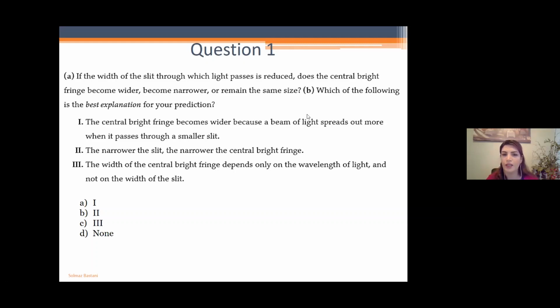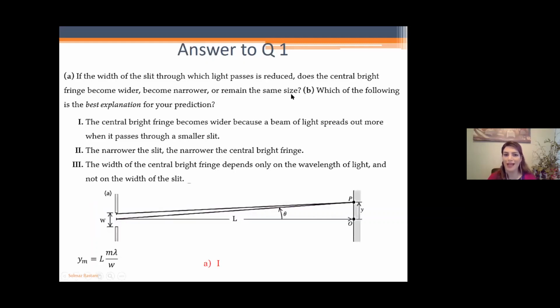So I see 74% said A, and that is awesome. Now, the answer. What I'm using here is the equation that gives me the relationship between Y and W. So the bigger the width is, the smaller the Y is. So the correct answer was A, the first answer. So clap for yourself now, those who got the right answer.